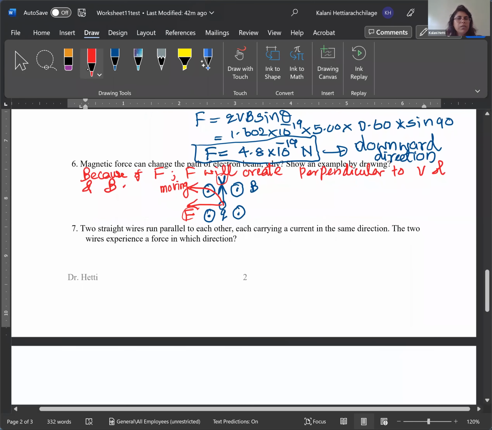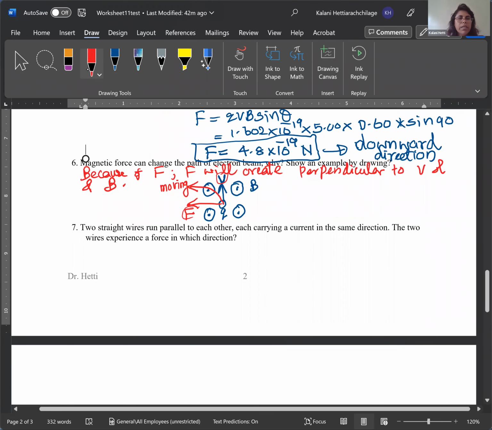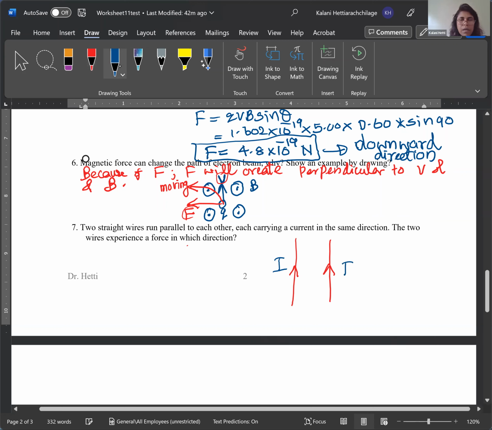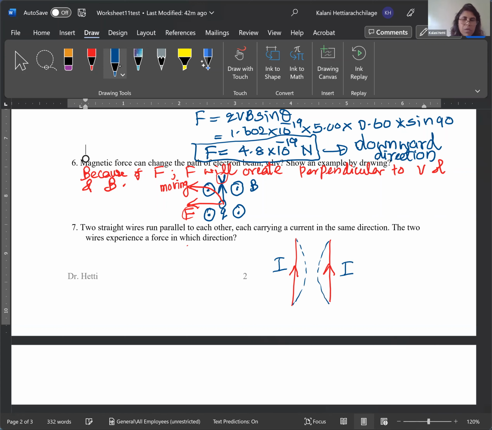Okay. And so number 7, two straight wires run parallel to each other. I explained this in the class also. Parallel to each other, each carrying the current in the same direction. When they carry the current in the same direction, those wires are going to bend toward each other. This one is going to bend this way, this one is going to bend this way, because this will create the force on this wire in this direction, and this will create the force on this wire in this direction. Because of that, they're going to bend towards each other.